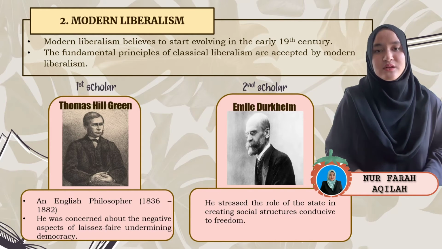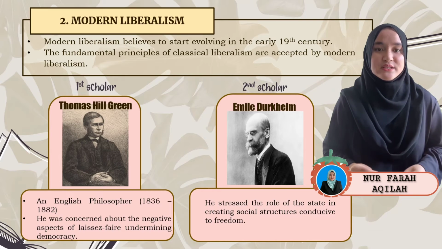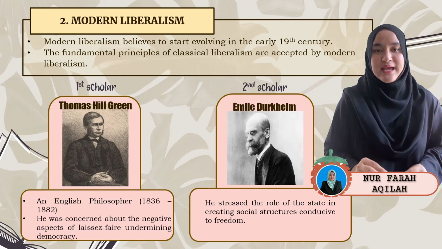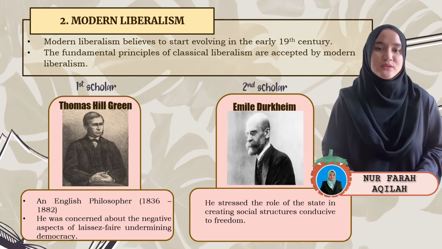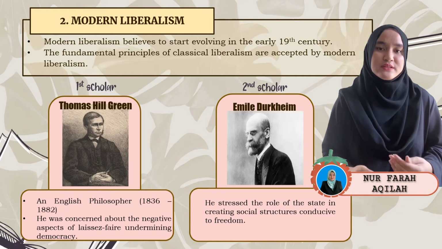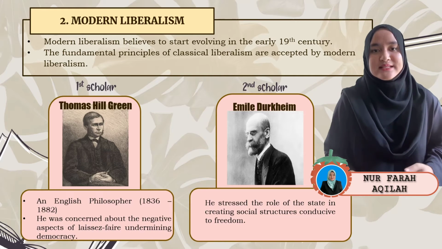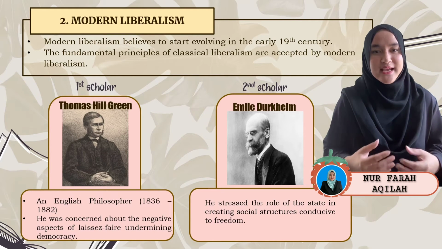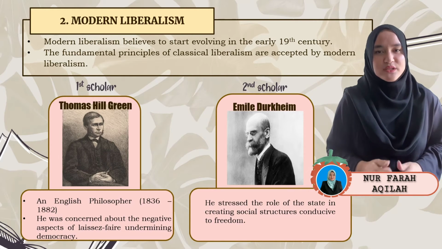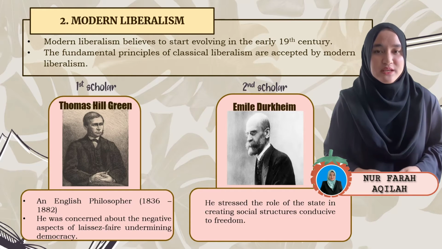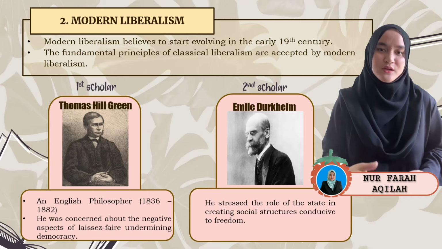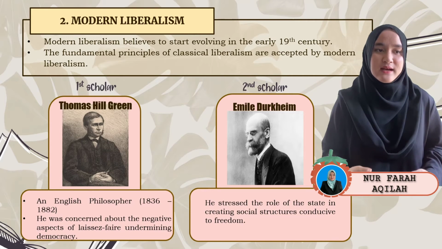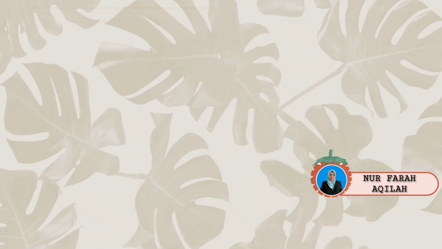The second scholar that we have identified is a French thinker, Emile Durkheim, who stressed the role of the state in creating social structures conducive to freedom. Classical liberalism was labeled as negative liberalism because it aimed to free individual human beings from the tyranny or oppressiveness of absolute monarchs, colonial economics, and economic faith.